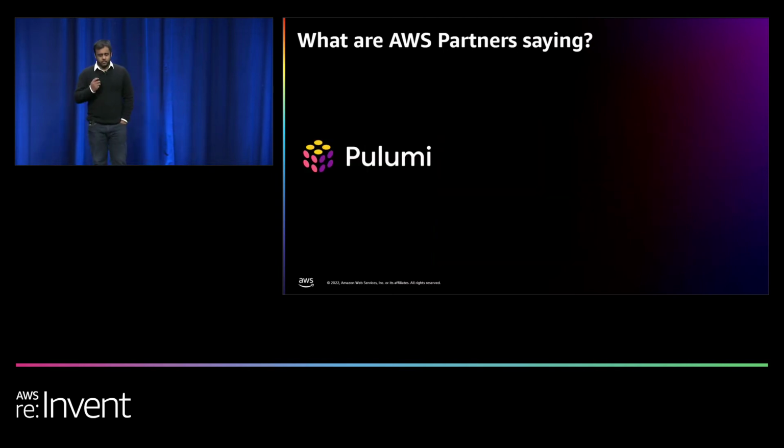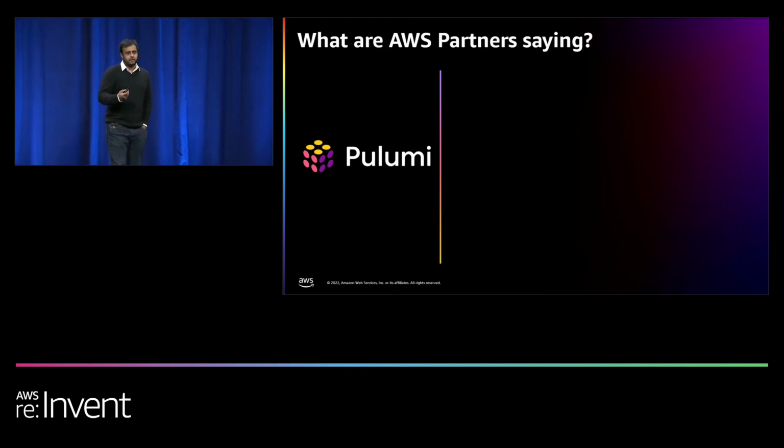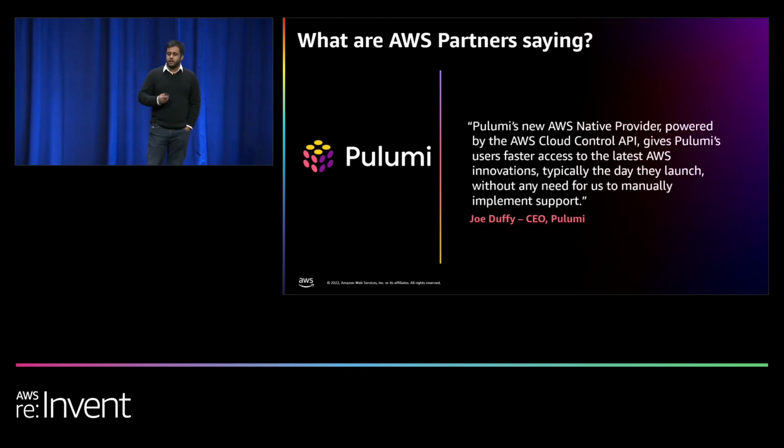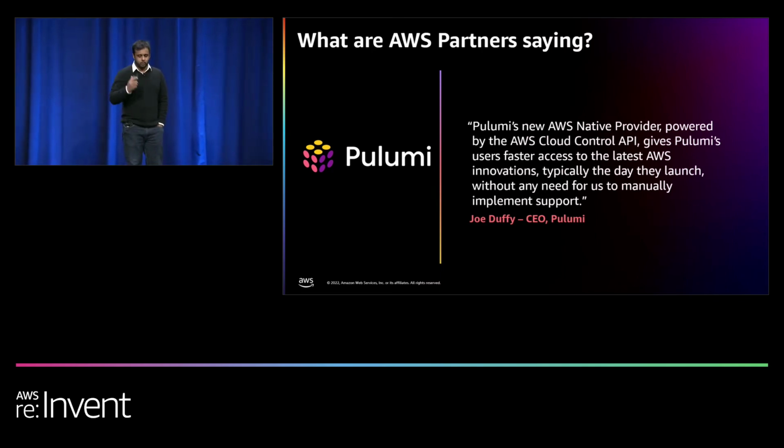Similarly, Pulumi, also an AWS partner, essentially offers an infrastructure as code tool that allows developers to create, test, deploy, and manage cloud infrastructure using general purpose programming languages. Pulumi integrated with Cloud Control API to create the Pulumi AWS native provider last year in September 2021 at the time of Cloud Control API's launch.